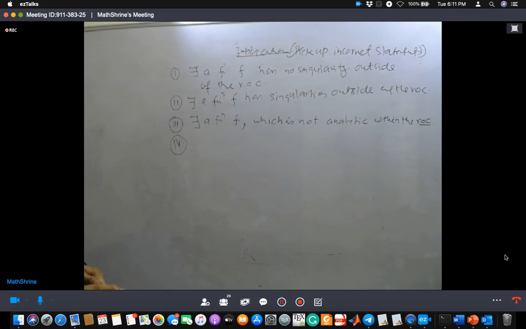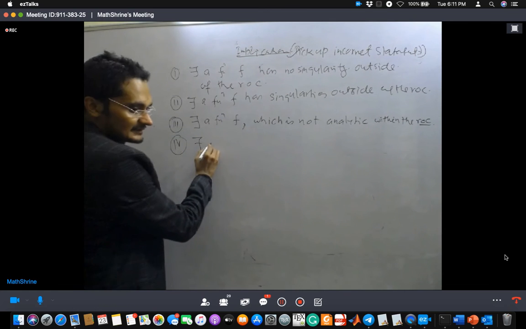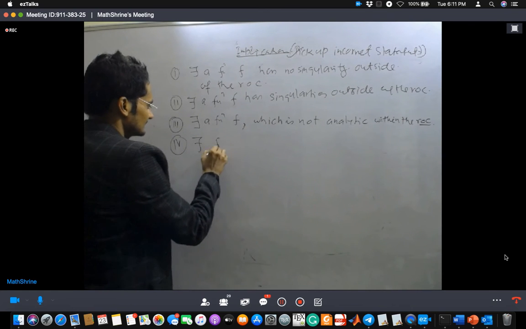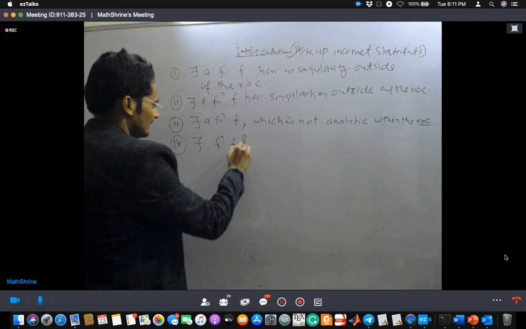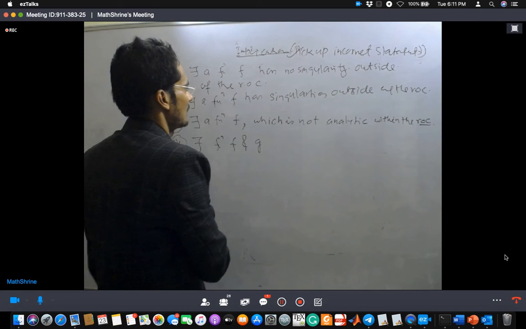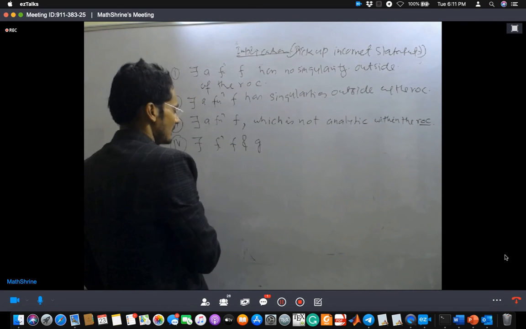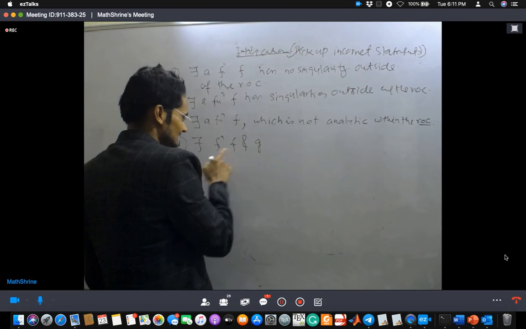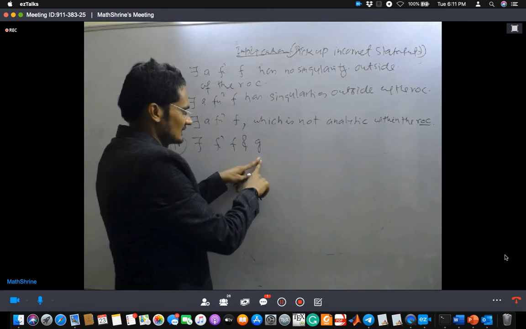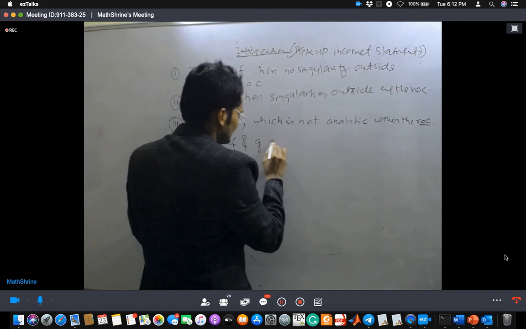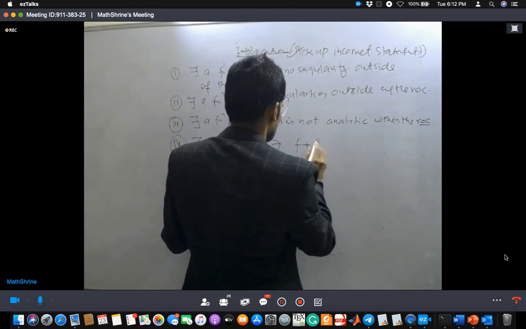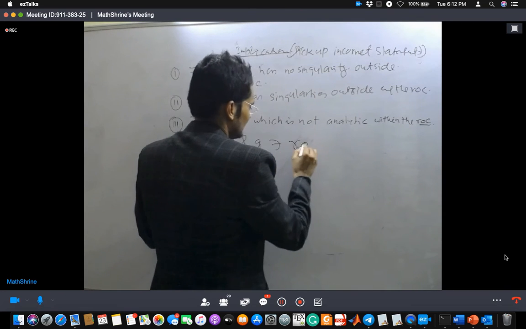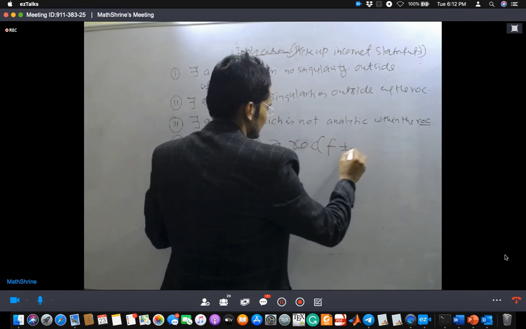Okay, there exist functions f and g such that the radius of convergence of f plus g is equal to the radius of convergence of f plus the radius of convergence of g.